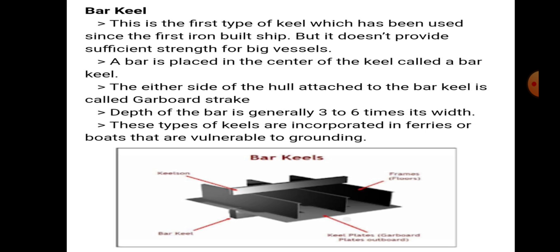The plate on either side of the hull attached to the bar keel is known as the garboard strake. The depth of the bar is generally 3 to 6 times its width. These types of keels are incorporated in ferries or boats that are vulnerable to grounding.